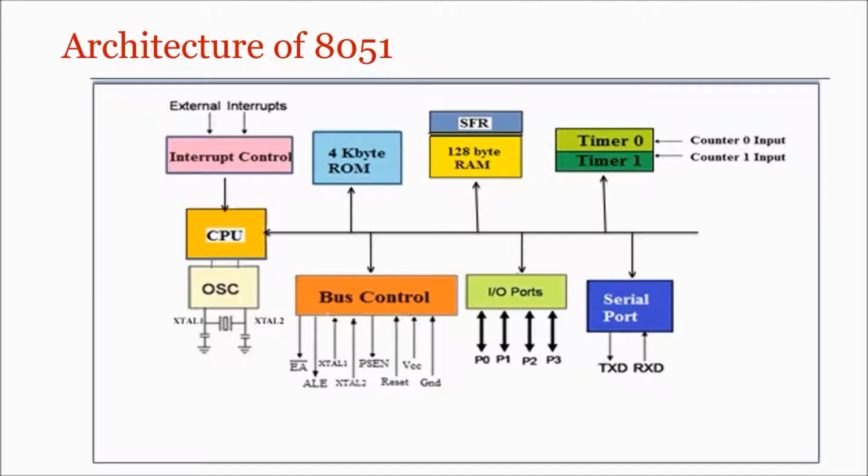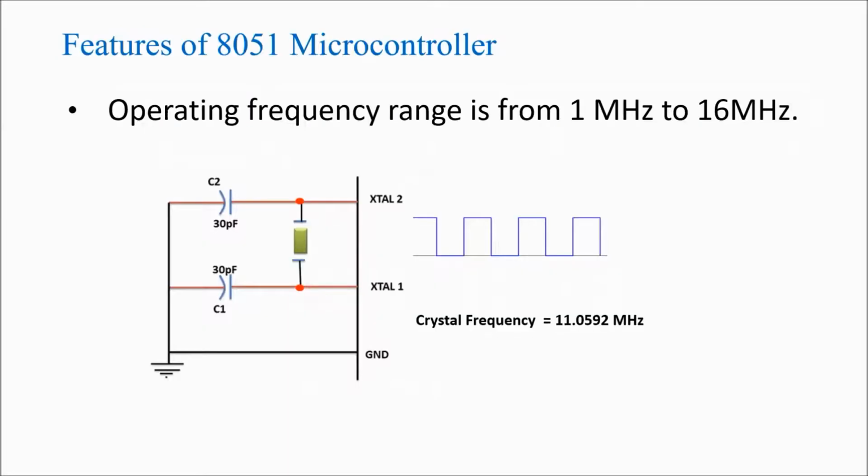For synchronization of operation of all these blocks, 8051 needs a clock frequency. This clock frequency is generated by the internal oscillator block, to which an external crystal is connected at terminals XTAL1 and XTAL2. It also has an interrupt control block, which controls the external interrupts of the 8051 microcontroller.